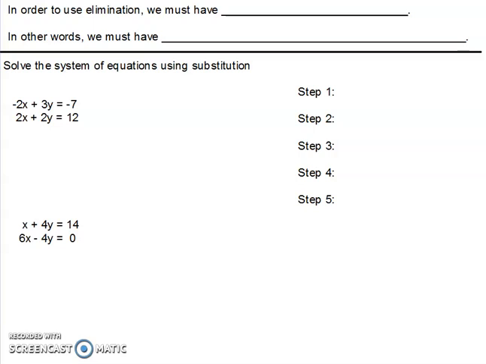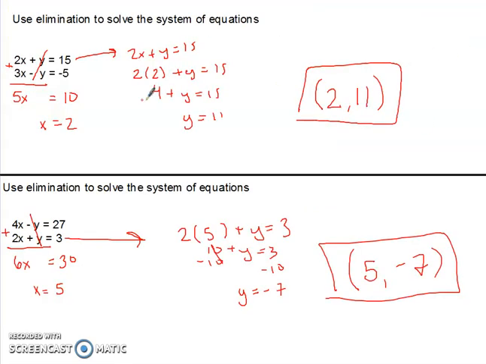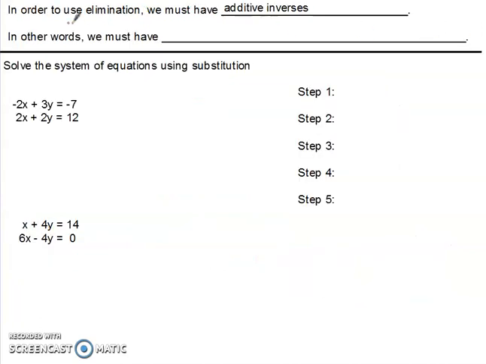In order to use elimination, we must have what we call additive inverses. What happened in these last few examples is that when I added, two of the terms were exact opposites, and therefore they canceled each other out. That happened in every single one of these cases. So in order to eliminate, we must have those opposites. In other words, we must have two terms that will eliminate or cancel each other out.